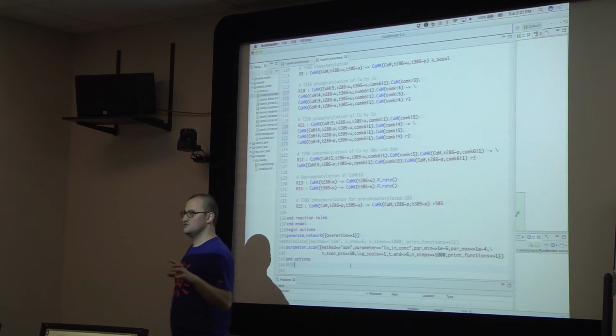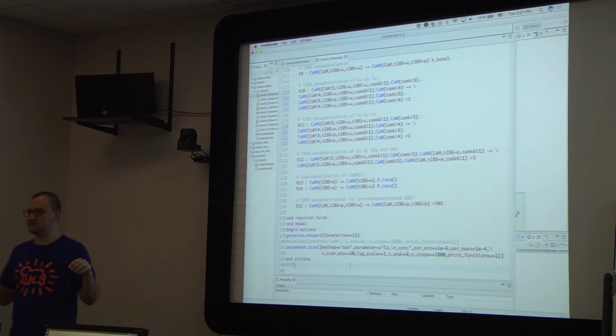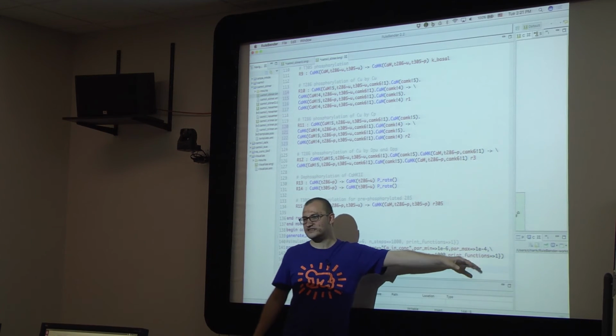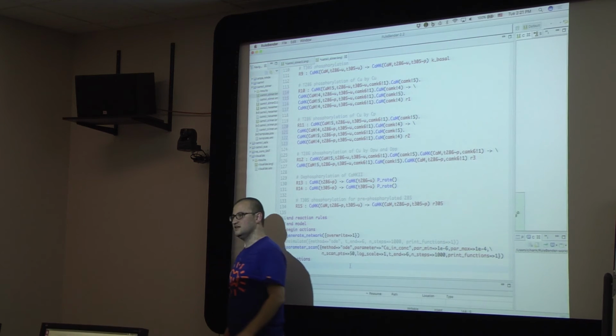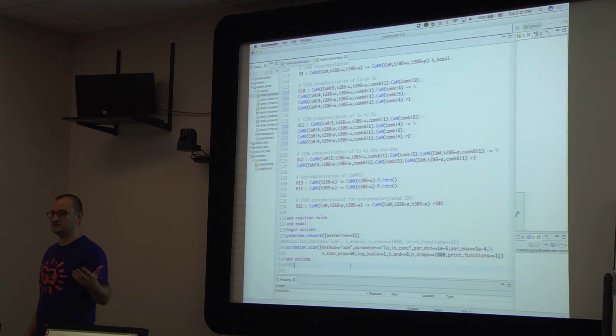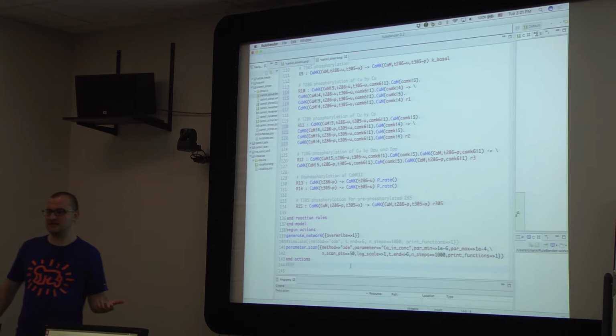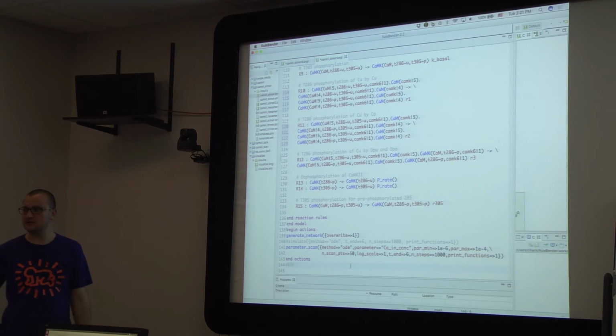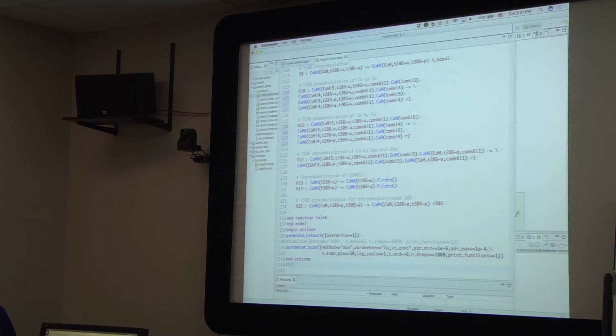But one thing, if you define some functions, and if you want to see these functions in the output, there is something called print functions. It's one of the variables. And it will also print out all the functions in addition to observables that you define in the system. Okay? And let's run this model.